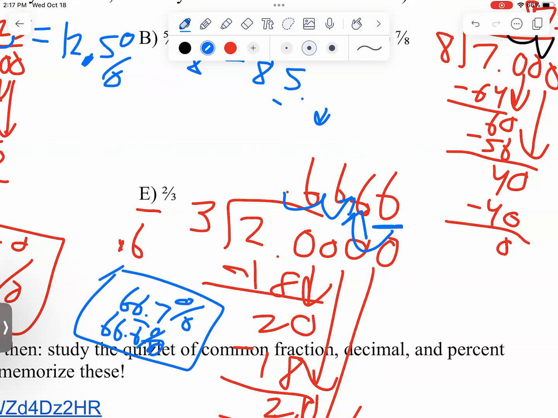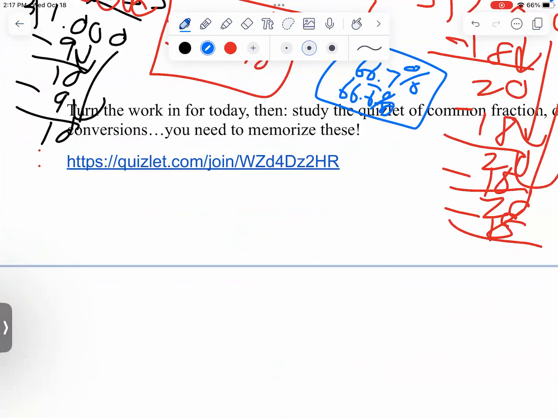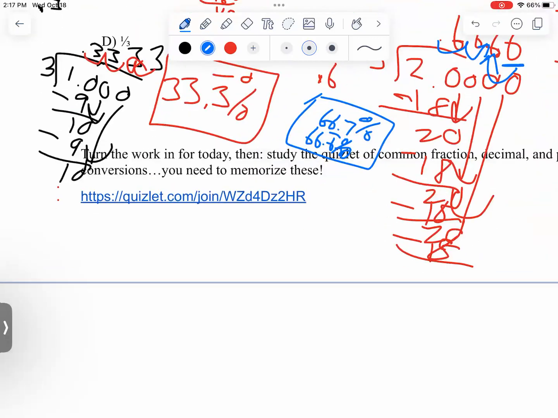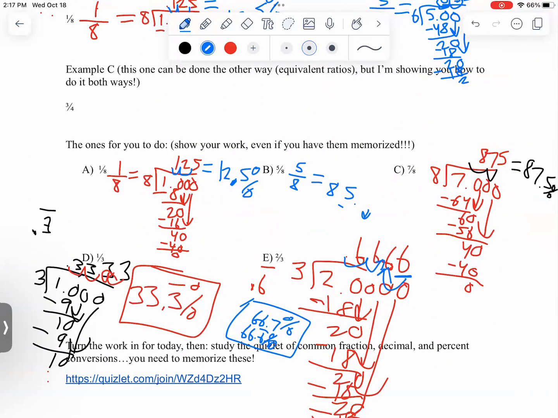All right. So make sure you have that turned in. Do spend some time memorizing the common ones of these because we're going to keep using the same fractions, decimals, and percents in every unit all year. So the more you memorize them, the better you're going to get in your math this year and in future years.